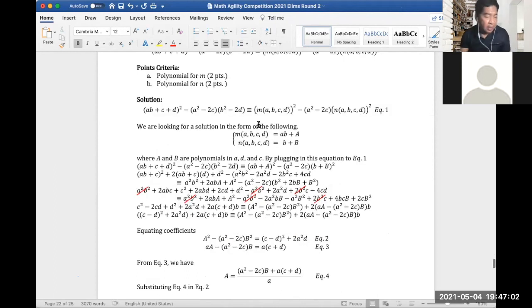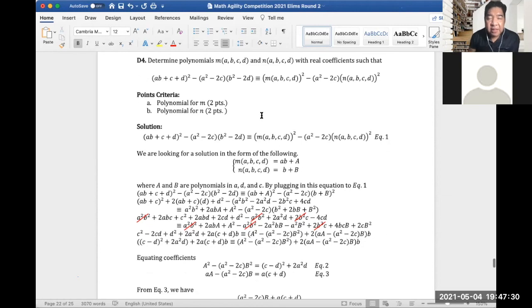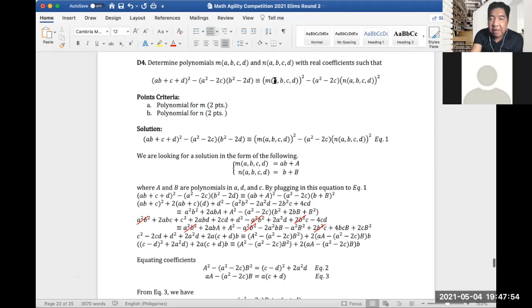Okay, so let's go now to problem number 4, difficult. So let's determine polynomials m of a, b, c, d and n of a, b, c, d with real coefficients such that a, b plus c plus d squared minus quantity a squared minus 2c quantity b squared minus 2d is equivalent to m of a, b, c, d squared minus a squared minus 2c n of a, b, c, d squared. Okay, so the requirement is, what are the polynomials for m, and the polynomials of n. So we know that polynomial m has a, b, c, d in its form, and same thing with n, which is a, b, c, d in its form.